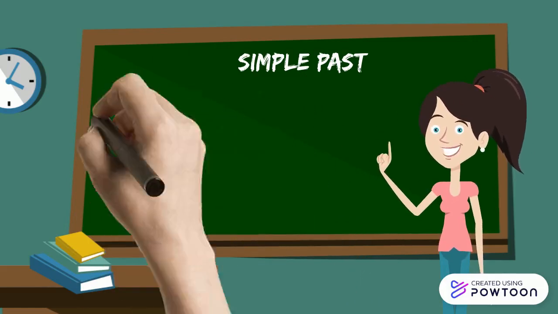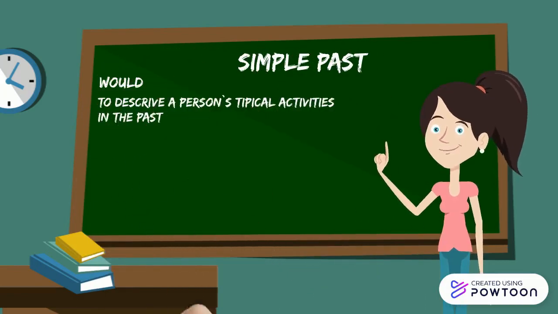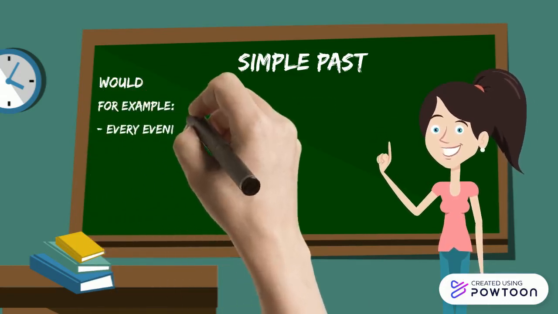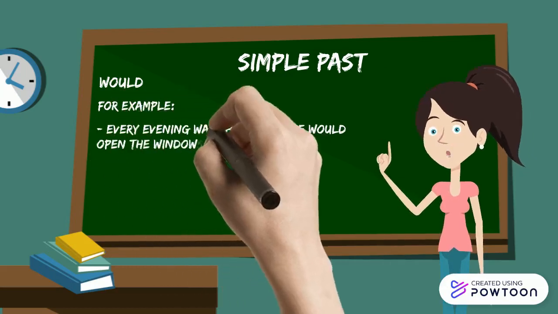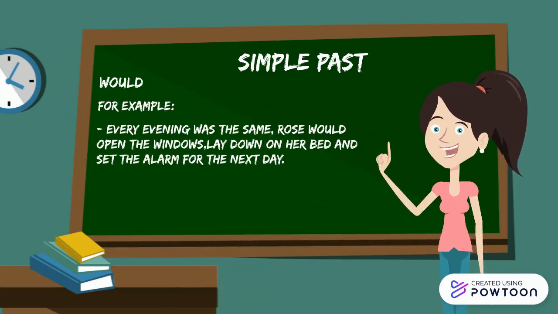We use would to describe a person's typical activities in the past. It can only be used to describe repeated actions, not states. For example, every evening was the same. Rose would open the windows, lay down on her bed, and set the alarm for the next day.